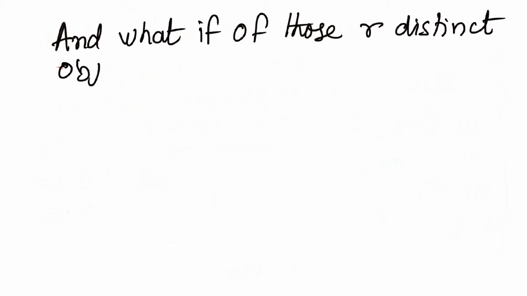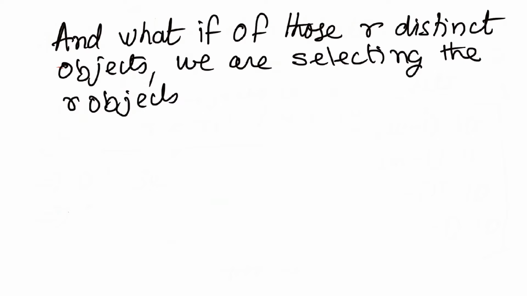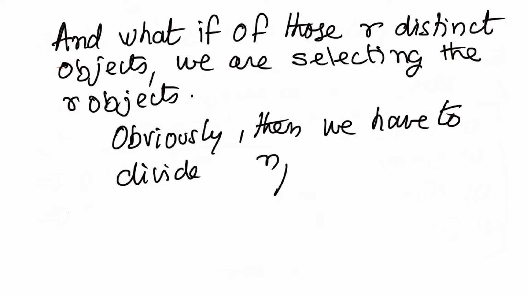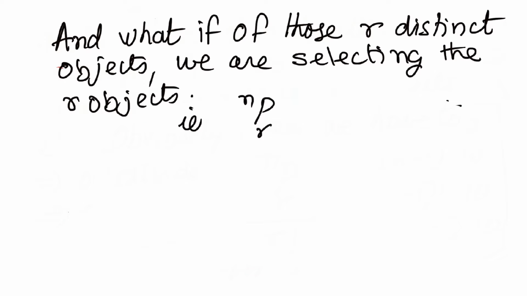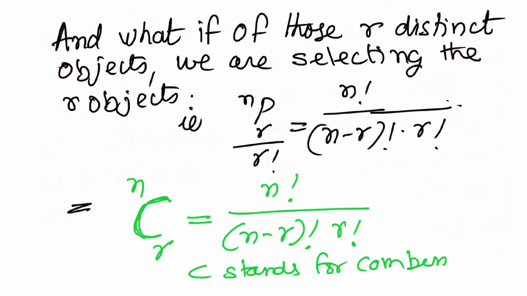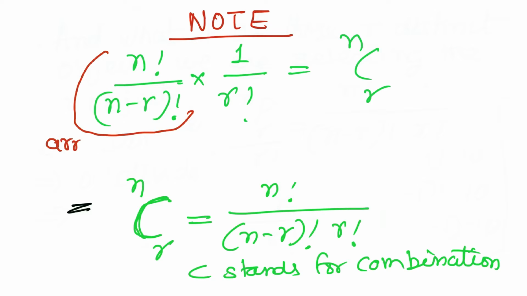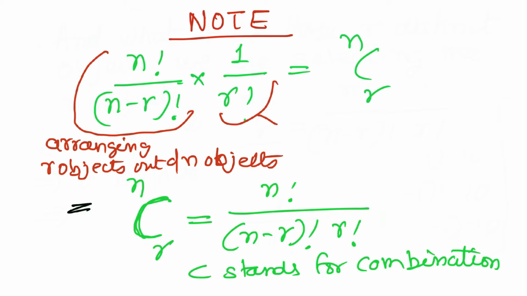And in this arrangement, what if we are selecting those r objects out? That's what is called a combination, and that combination basically will be the permutation divided by r factorial, that is nCr is equal to n factorial by n minus r factorial times 1 by r factorial. So note the fact that this 1 by r factorial is accounting for the r objects which are getting selected.